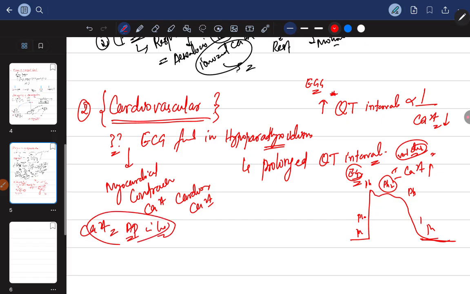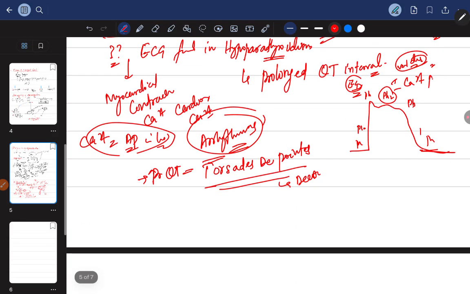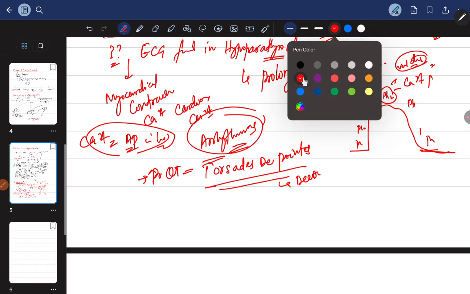So whenever there is decreased calcium in hypoparathyroidism, there will be cardiovascular changes also. On the ECG you will see a prolonged QT interval, and finally there will be arrhythmias. Prolonged QT interval leads to Torsades de Pointes, which is a type of arrhythmia, and finally death. So these are the cardiovascular changes in hypoparathyroidism.